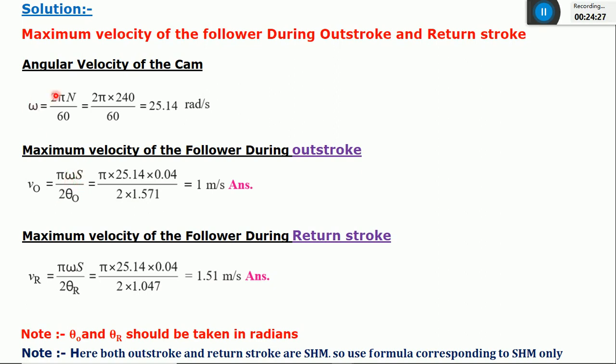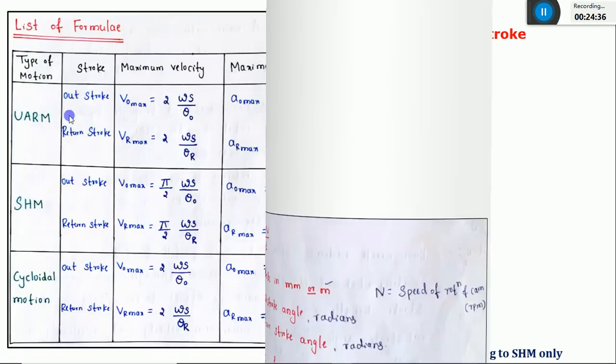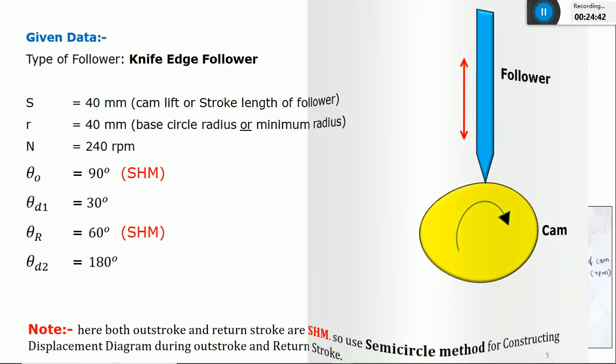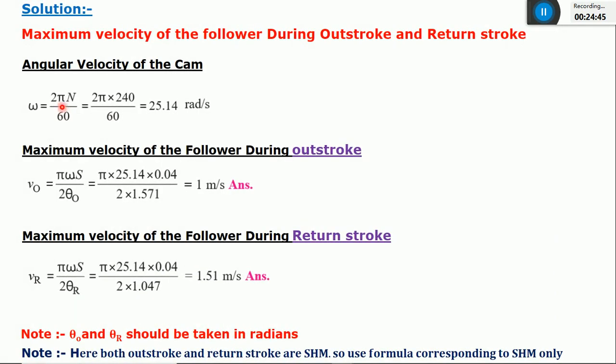So before that, I'll find the angular velocity of the cam. So omega is equal to 2 pi n by 60. 2 pi into n, which is given. What is the value of n? N is given as 240 rpm. It has to be in rpm. So 2 pi n by 60, n is 240. So you are getting this much answer, 25.14. Please take your time and calculate this. Omega is equal to 25.14.